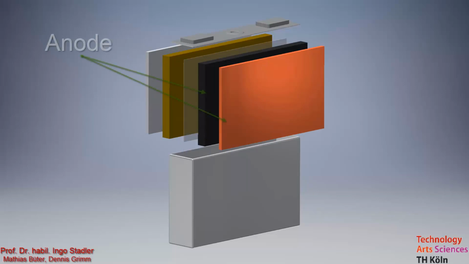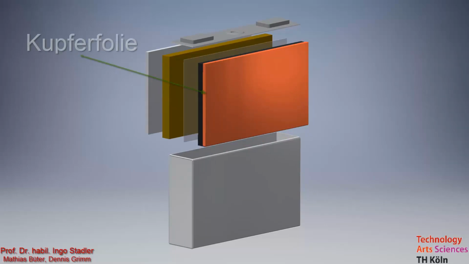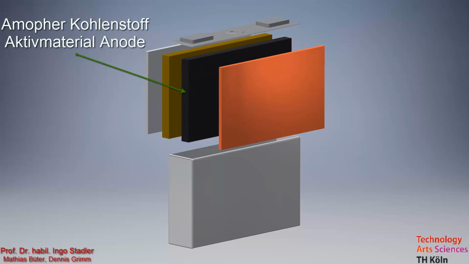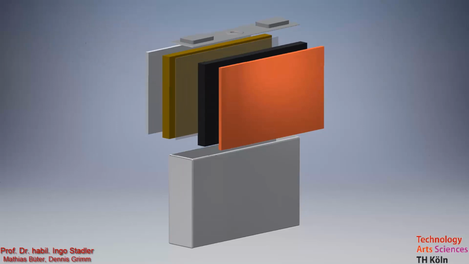The negative electrode, the anode, consists of a copper foil and amorphous carbon. The copper foil is approximately 10 micrometers thick and is conducting the electric current. On top of the copper foil, there is a layer of around 60 micrometers consisting of amorphous carbon. In most battery types, it's graphite. This host material has the task during the charging process to intercalate the lithium ions.